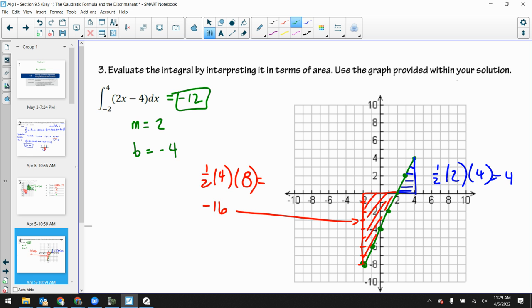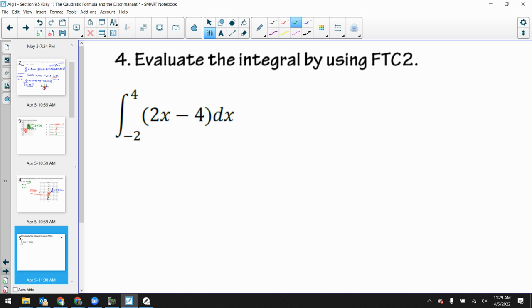So let's do it using the antiderivative now. That's what FTC2 basically says: find the antiderivative, then use f of b minus f of a to find what this is going to equal. So let's find the antiderivative. That's 2x squared over 2 minus 4x, which will be just x squared minus 4x, and I want to go from 4 to negative 2.